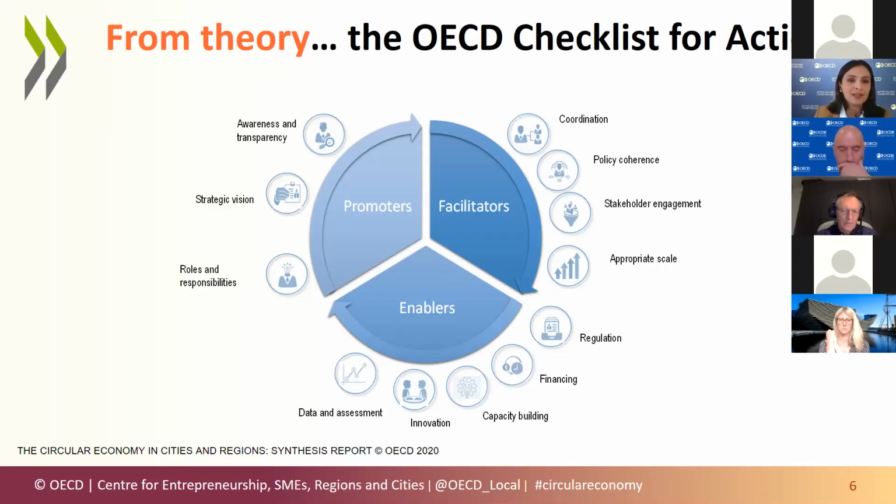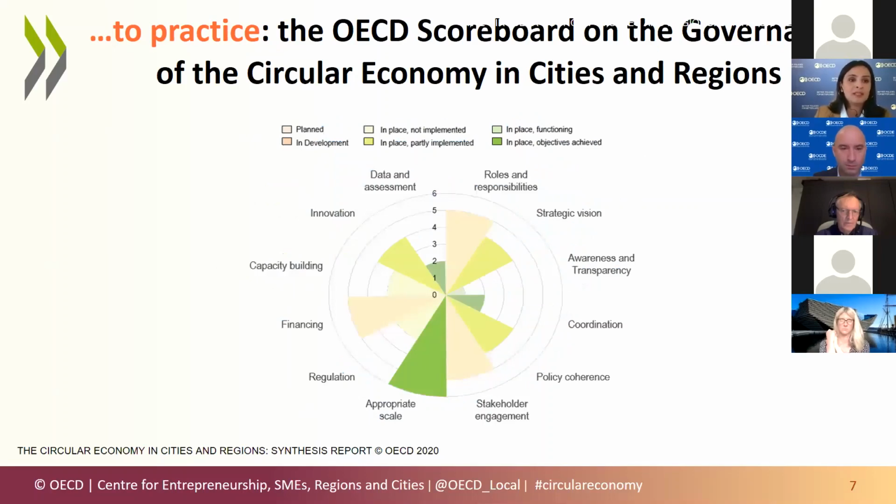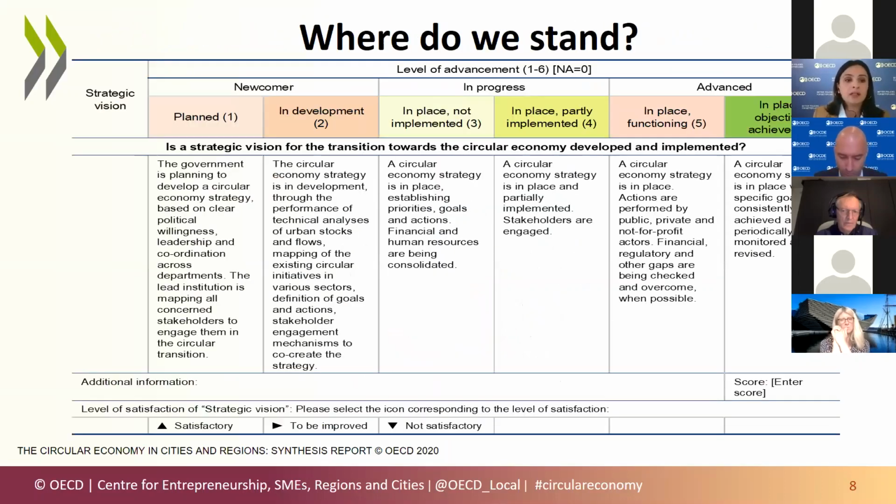In practice, if we go to the next slide, we also wanted to provide a scoreboard, so a tool through which a government could self-assess the level of implementation of those dimensions, that goes from assessing clear roles and responsibilities for the circular economy to developing specific capacities, but also to developing a circular economy strategy. In fact, if we go to the next slide, you can find an example of the scoreboard, which is a traffic light for each of the 12 dimensions. In this case, you have the dimension in relation to the strategic vision on where the city, the region, or the national government stands, from planning a certain action until having this action in place and effectively achieved.